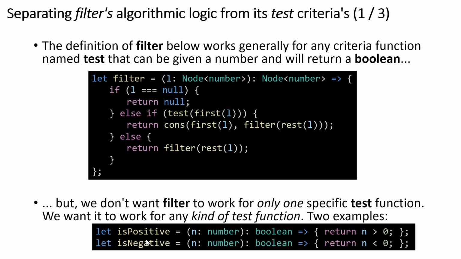So for example, as I just mentioned, either of these two functions, is positive or is negative, if they were named test, right, they would have worked in this position because both take a number and return a Boolean. And what we'd really like to be able to do is plug in and say, hey, filter, use the is positive function for your test function. Or, hey, filter, use the is negative function for your test function, and filter based on that criteria.